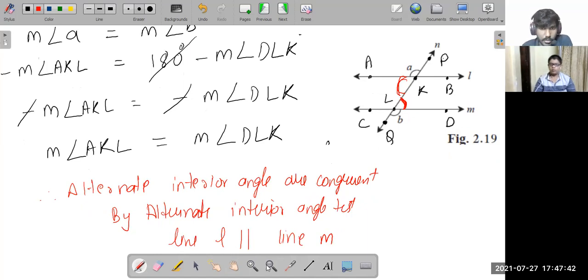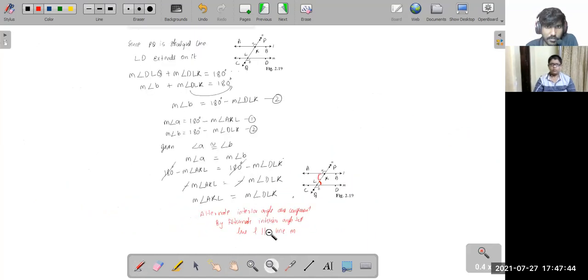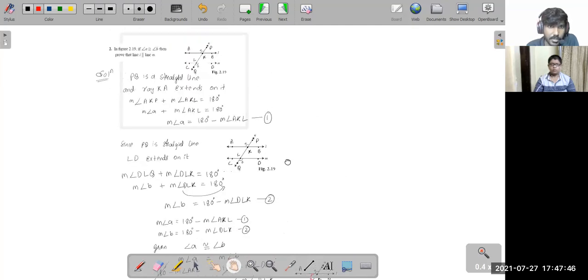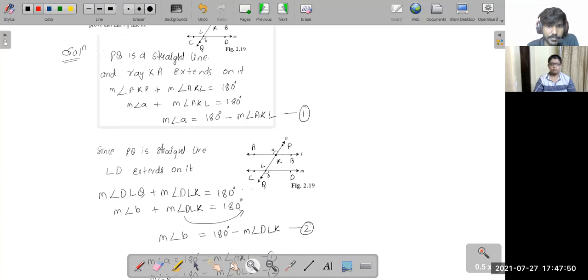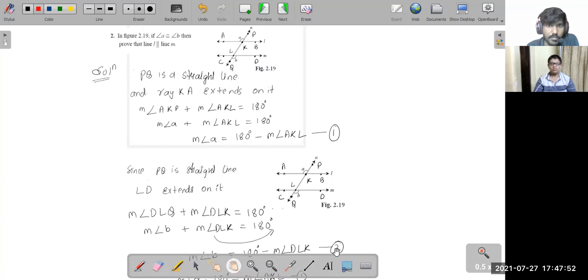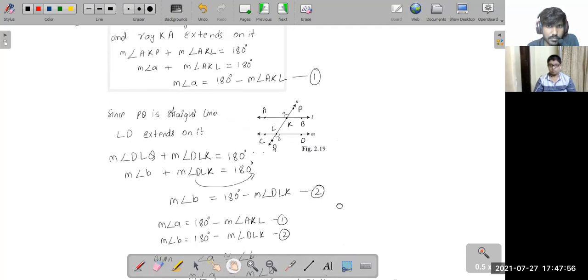Okay, now I'll just zoom out. You go through the entire sum. So go part by part, okay? It's too big.